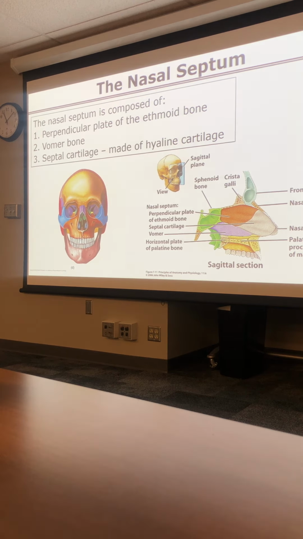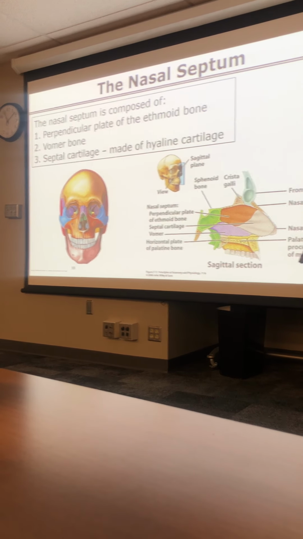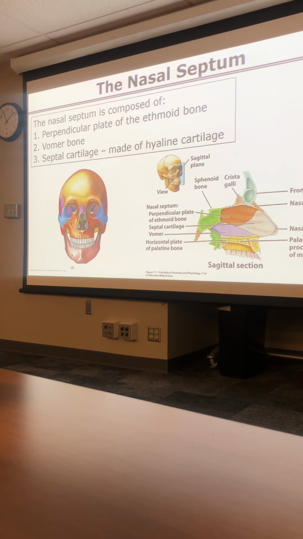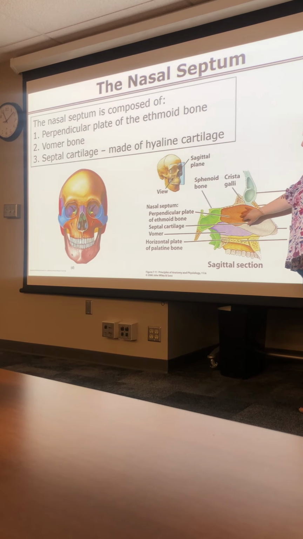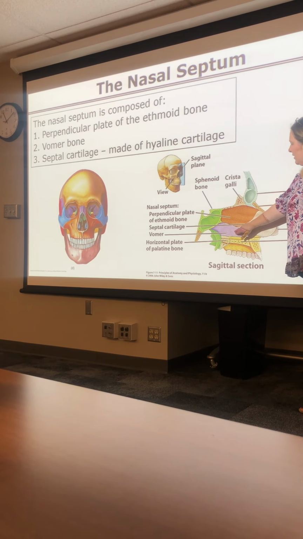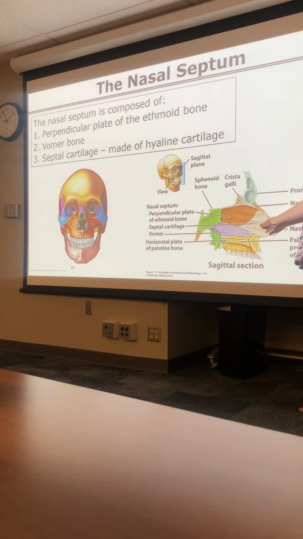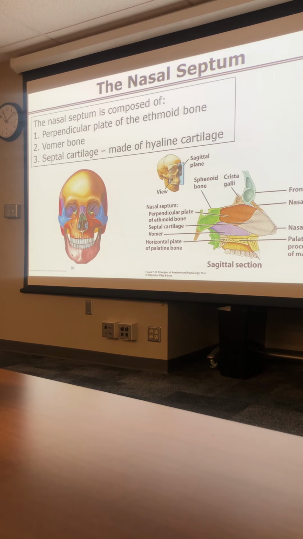So we talked about the nasal septum. This kind of just brings us all together. If you look at the nasal septum here in this mid-sagittal section, you can see that the nasal septum posteriorly is made up of bone and anteriorly is made up of hyaline cartilage. Posteriorly, we're going to have the perpendicular plate of the ethmoid bone. Below that is going to be the vomer bone, and then anterior to that will be what's called the septal cartilage.